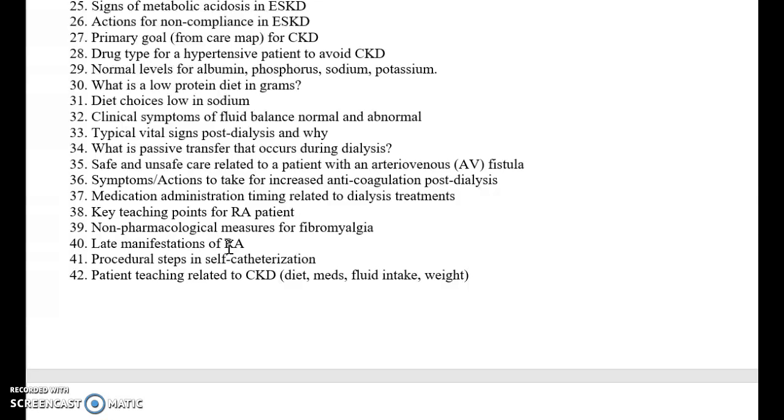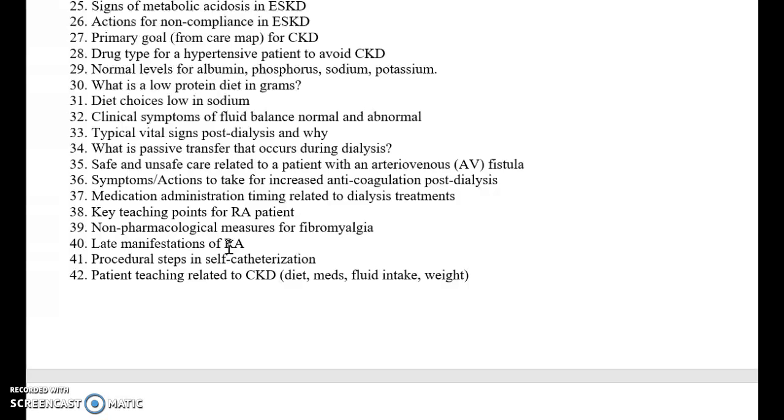Next, key teaching points for rheumatoid arthritis patients. How do they take care of themselves at home? What are some of the key things you want to make sure that they really understand about rheumatoid arthritis? What kind of disease is it? We know it's an inflammatory, autoimmune driven disease. It's not something that flares up and they just never have it again. It's going to be chronic.